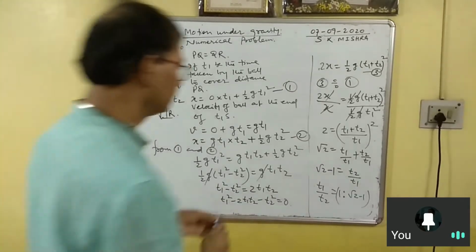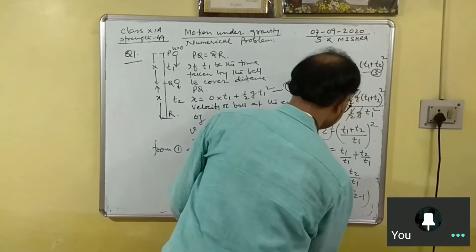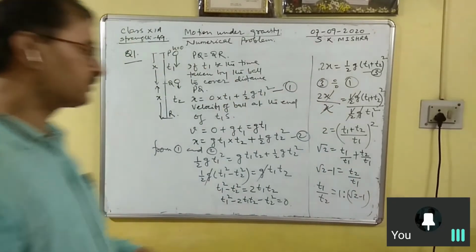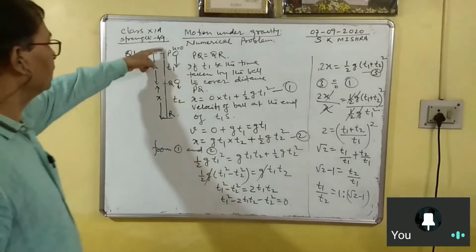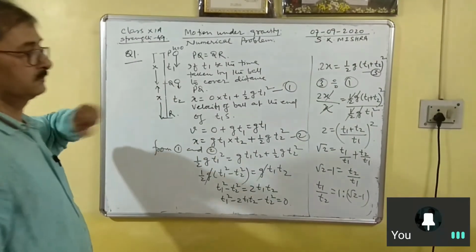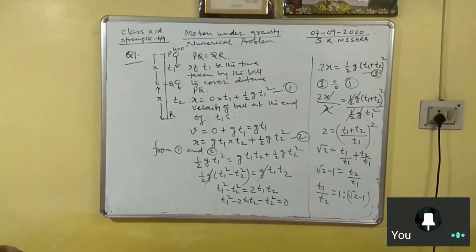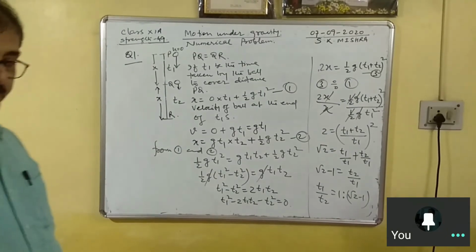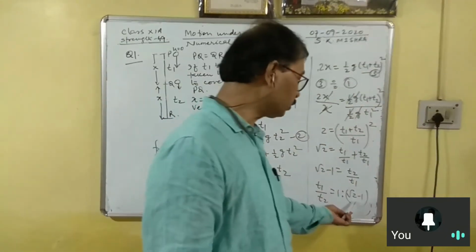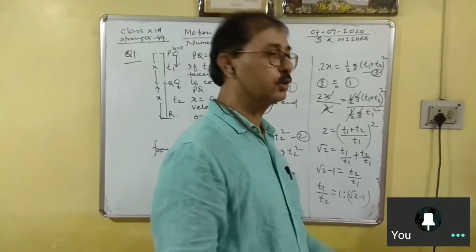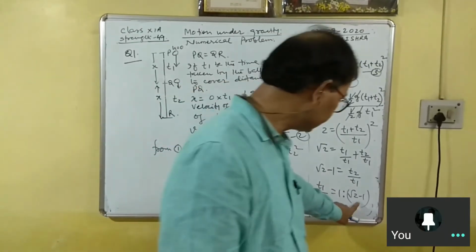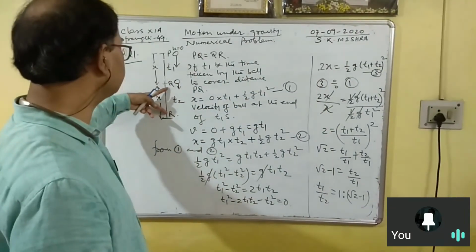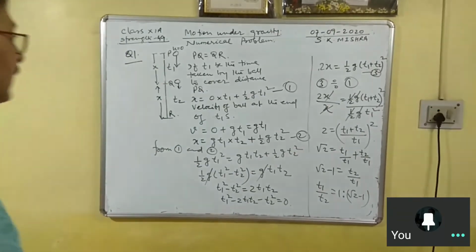Bracket means this. Okay. So 1 is to root 2 minus 1. This is the ratio of time of descent from P to Q and then from Q to R. So this way you can find the ratio of the time. Obviously, this time is root 2 minus 1, that is less than 1 second. Root 2 is 1.414 second minus 1, so 0.414 second. So this time will be smaller. T2 is smaller than T1. Okay, now take the snapshot.